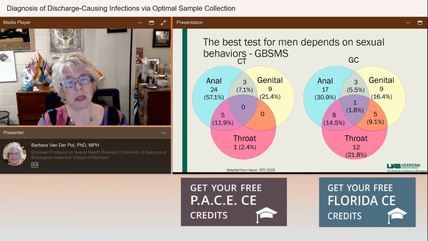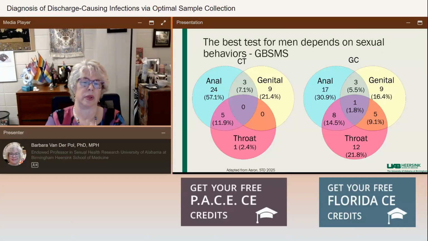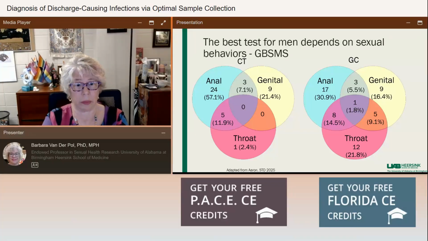But when you test men who have sex with men, so gay and bisexual men, what you see is that if you used a genital specimen in the yellow circle, you would have detected 9 samples in the urine sample only, and another 3 that were in the urine and in the anal compartment. And so you would have picked up a little bit under 30% of the infections and missed 70.